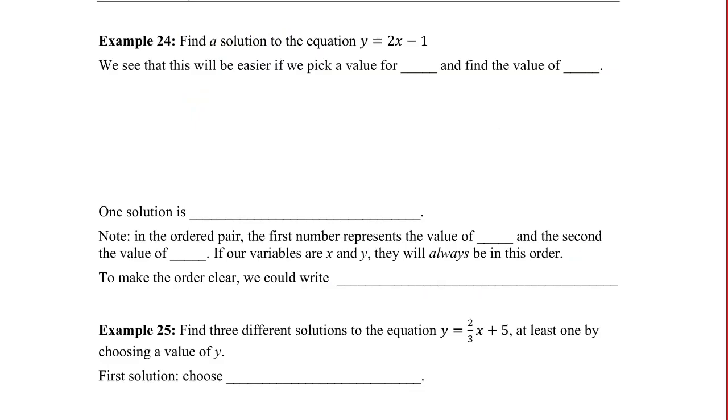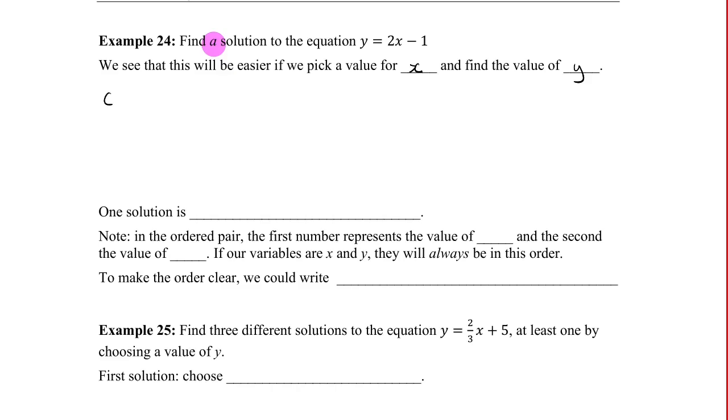In this example, we want to find a solution. And notice, we said find a solution, not find the solution, right? If we say find a solution, we know there's more than one. We just want one of them. And we want to find a solution for the equation y equals 2x minus 1. I claim that it is easier to find a solution for this equation by choosing a value of x and then finding the corresponding value of y.